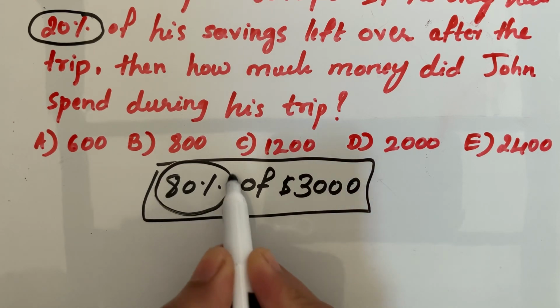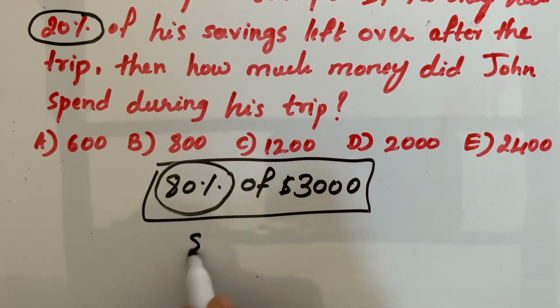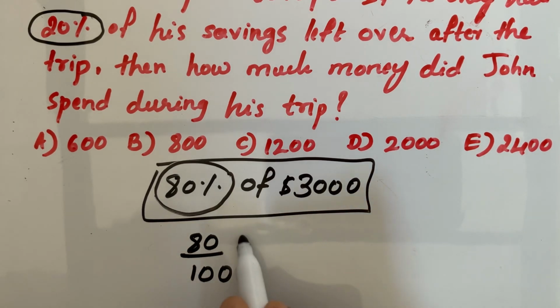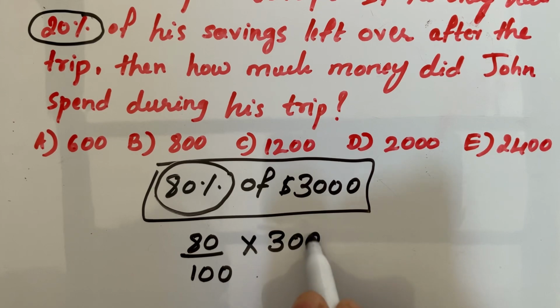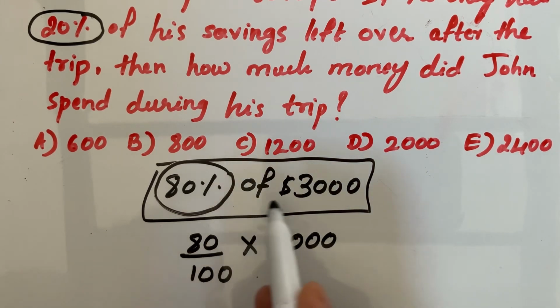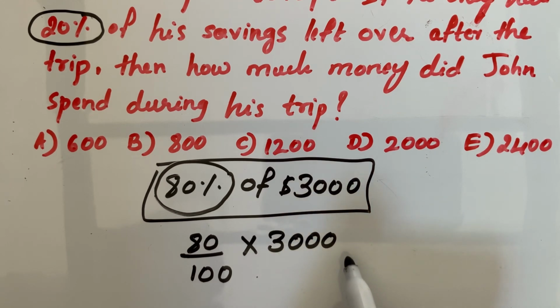80%. Percent means part over 100. 80 over 100. Of means multiplication. 3,000. 80% of 3,000 is 80 over 100 times 3,000.